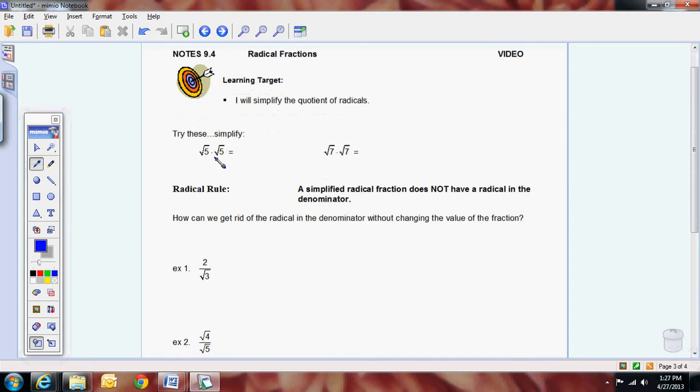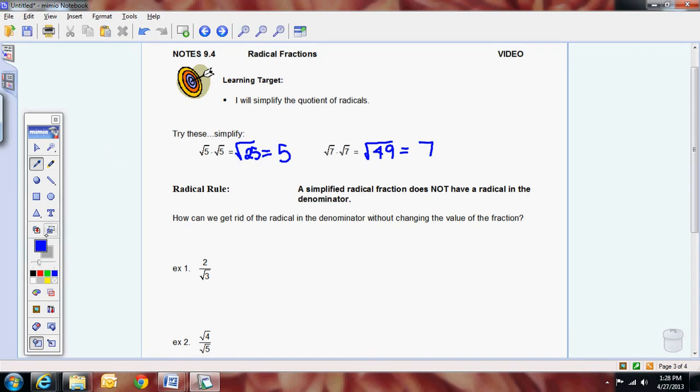So let's just review from yesterday when we were multiplying radicals. If I have the square root of 5 times the square root of 5, hopefully you see right away that would be square root of 25. And then that's a perfect square, so it's going to simplify finally to just plain old 5. And then same thing over here. Square root of 7 times the square root of 7 simplifies to just square root of 49, which is a perfect square, so it simplifies to be 7.